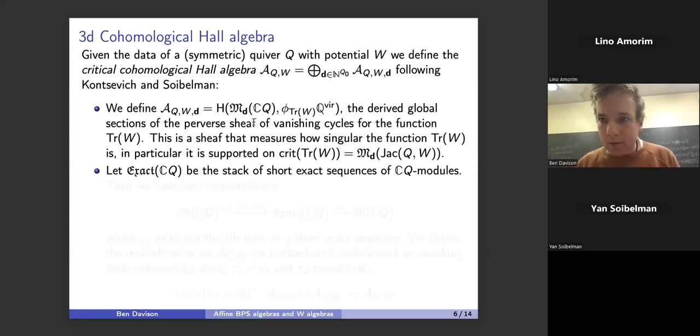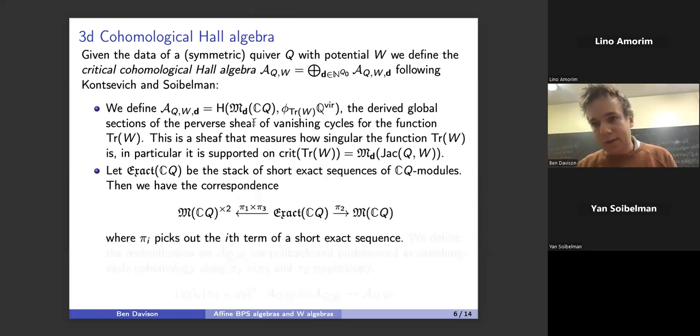Okay, so then we play the usual game that we always play when defining Hall algebras. We take the stack of short exact sequences of CQ modules. A short exact sequence has 3 entries, and so I have 3 projections out from this stack into the stack of all modules, given by just remembering those 3 entries. And there's a somewhat standard correspondence diagram that we can consider here, where the map going left takes a short exact sequence and just remembers the extremal terms, and the map going right remembers the middle term.